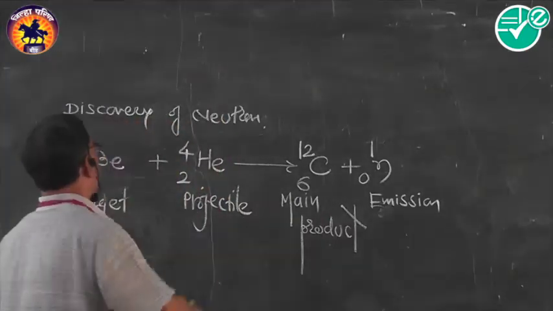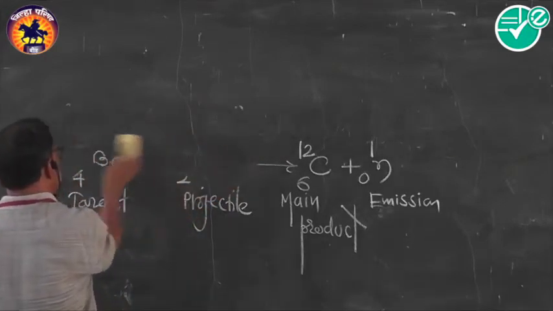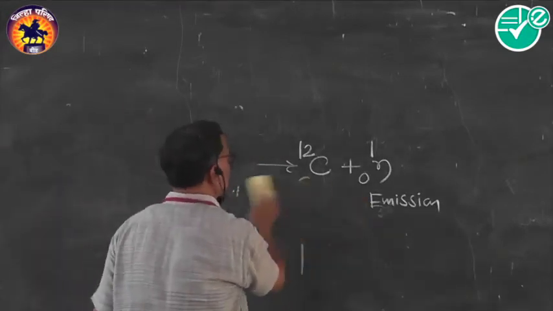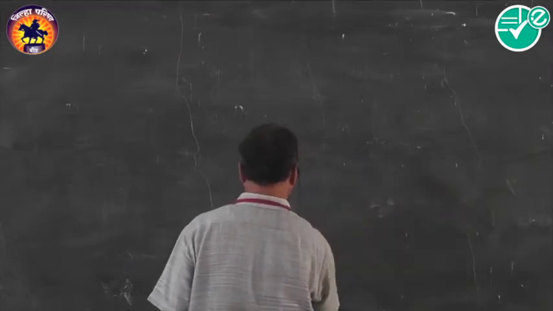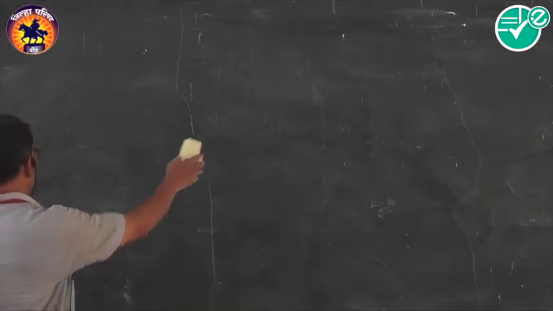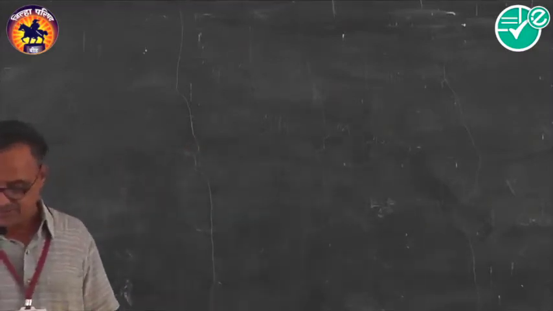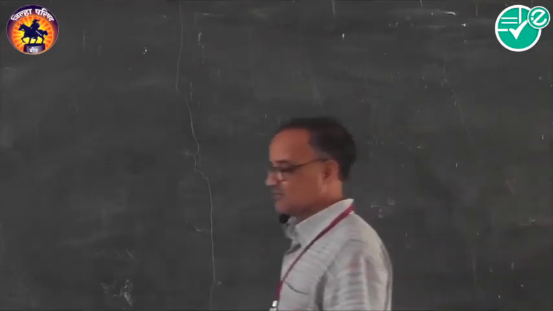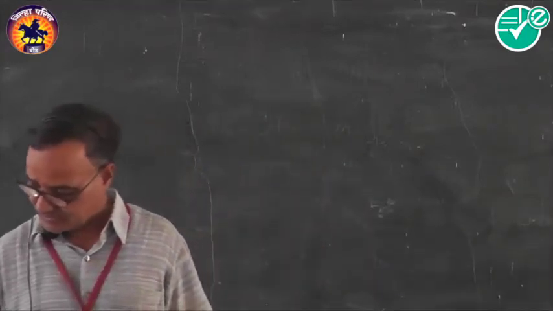So this is all about the discovery of neutron, discovery of proton and discovery of electron, and the characteristics of all these subatomic particles of the nucleus, proton, neutron and electron. So this is all about the characteristics of protons, neutrons and electrons, special features of all these subatomic particles, and discovery of proton, neutron and electron.